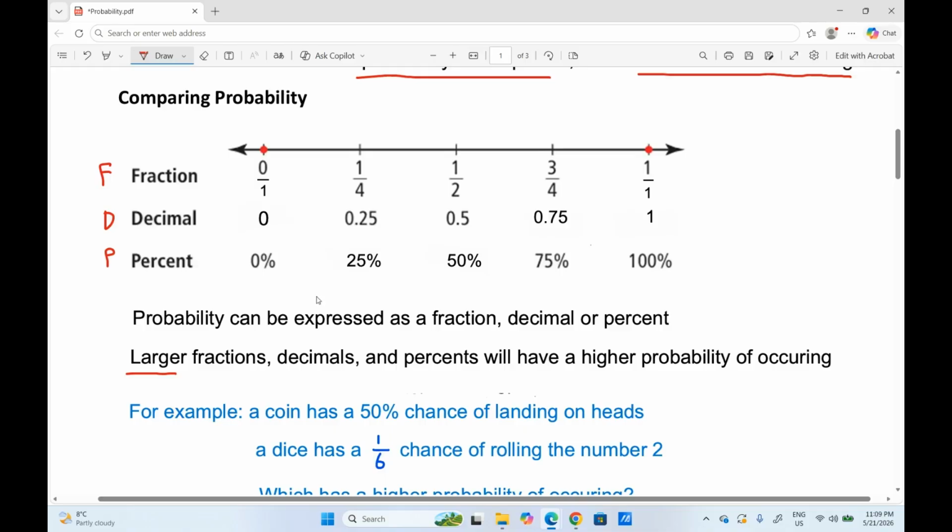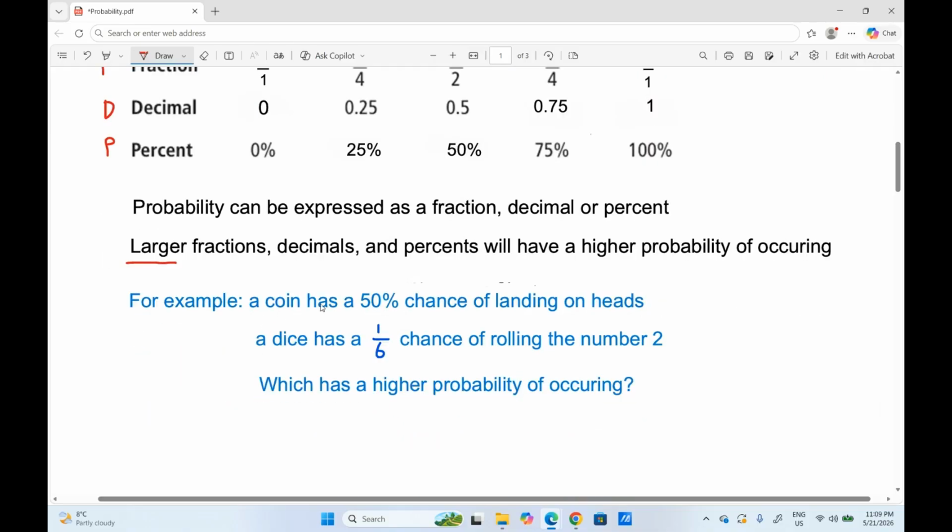So let's go over an example. Here I have a coin that has a 50% chance of landing on heads. Now, a regular coin has two sides. So the two sides would be heads or tails. So a 50% chance, a half, that would make sense.